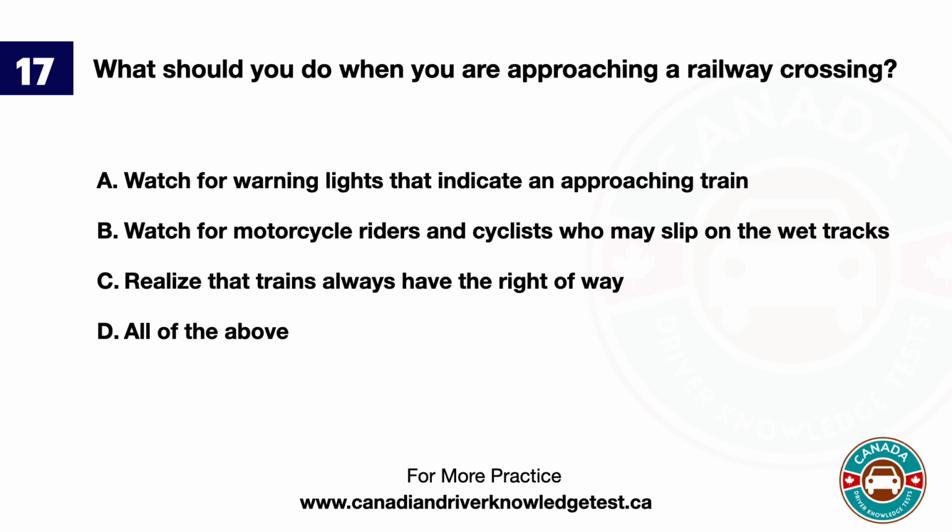Question 17. What should you do when you are approaching a railway crossing? A. Watch for warning lights that indicate an approaching train. B. Watch for motorcycle riders and cyclists who may slip on the wet tracks. C. Realize that trains always have the right of way. D. All of the above. The answer is D. All of the above.